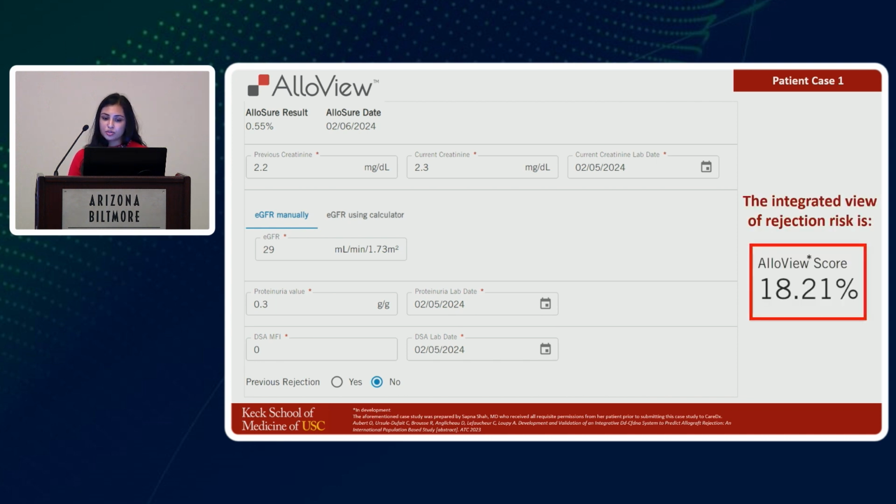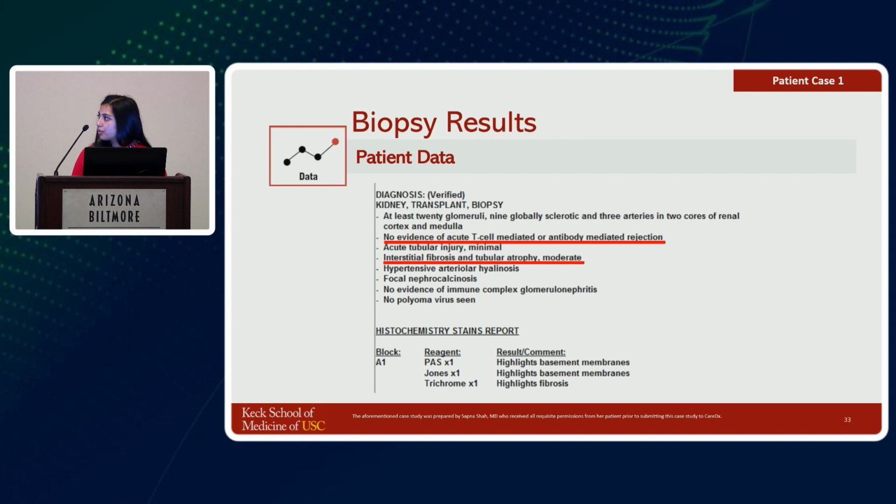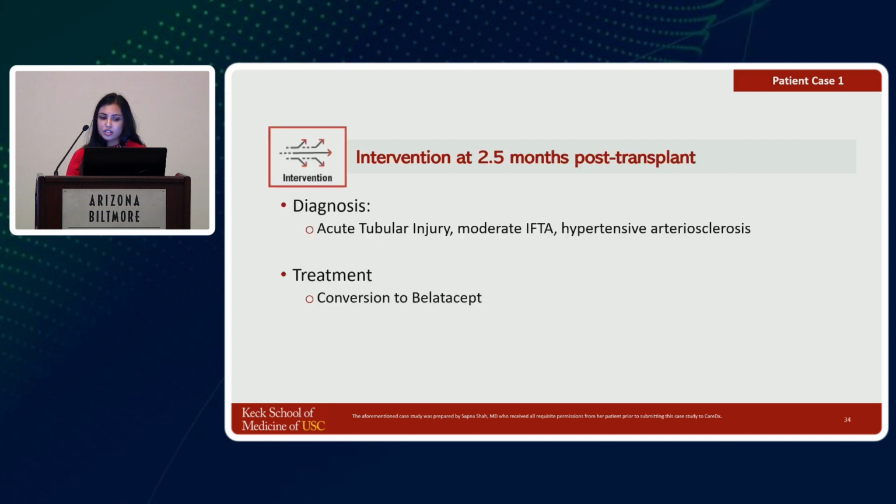And for this patient, the AlloView score, the integrated view of rejection risk, was found to be 18.2%. So the biopsy was then performed for evaluation of suboptimal graft function. It was a good sample, but it found no evidence of T-cell-mediated rejection or antibody-mediated rejection. It did show likely donor-derived changes of moderate IFTA, or hypertensive arteriosclerosis, and some tubular injury. So as a result, likely suboptimal graft function was donor-derived, and as a result, we decided to change our immunosuppression management, and we switched him to belatacept.